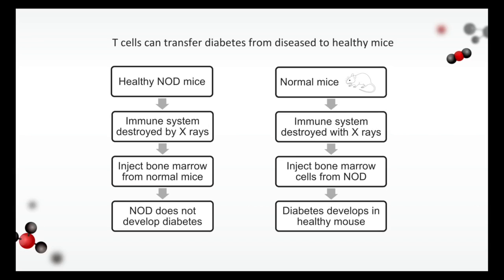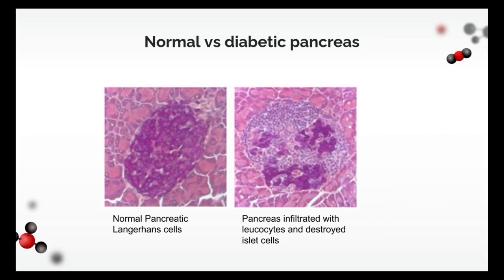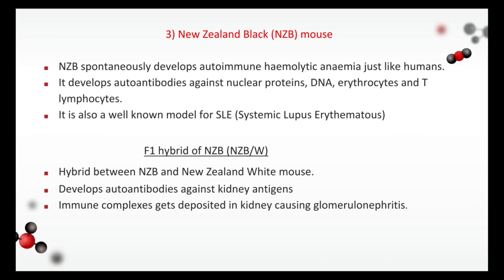These experiments in NOD mouse proved useful to understand the role of T cells in diabetes type 1 of humans. In these images, you can compare the amount of beta Langerhans cells in normal pancreas on the left hand side versus in diabetic pancreas on the right hand side. Thus, NOD mouse is a model animal for type 1 diabetes.